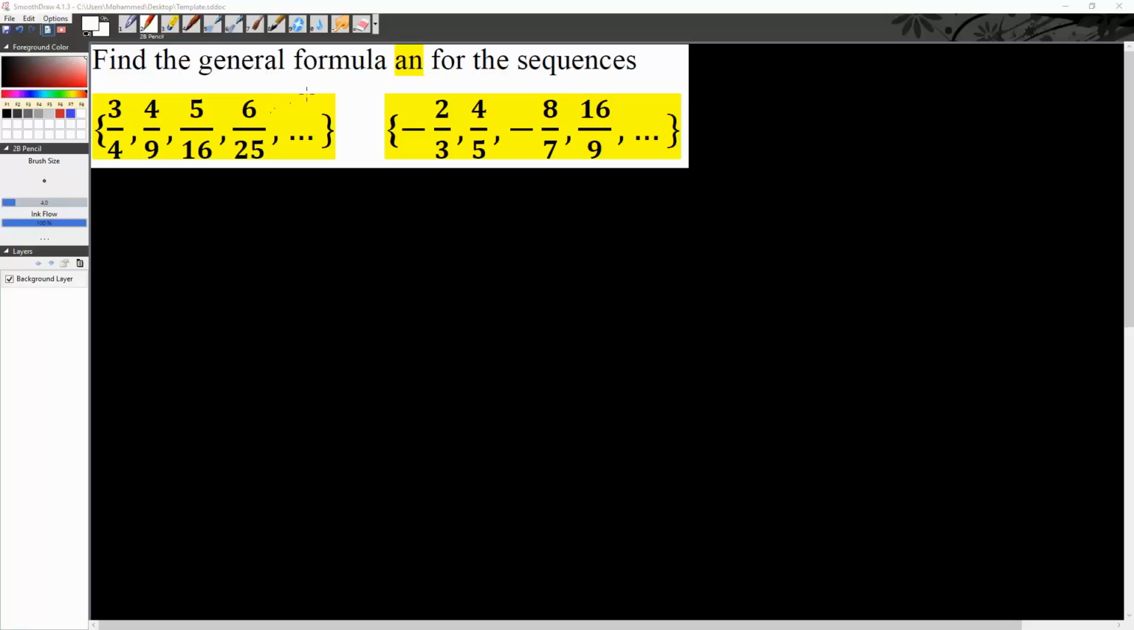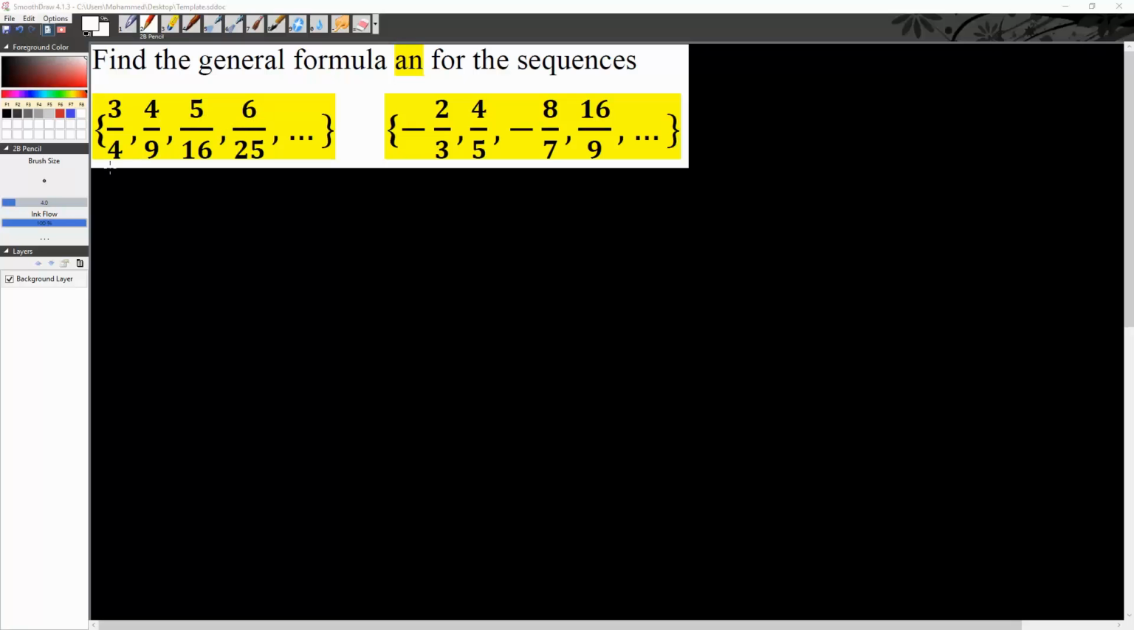Okay, in this question we want to find the general formula for the given sequence. So we have 3, 4, 4, 9, 5, 16, and 6, 25. The first thing that I typically do is see any quick patterns. Quickly I can see that this is 2 squared, 3 squared, 4 squared, 5 squared. The second thing I see is that this is plus 1. So 3 plus 1 is 4, 4 plus 1 is 5, 5 plus 1 is 6.